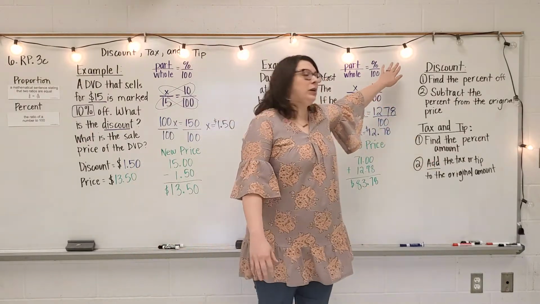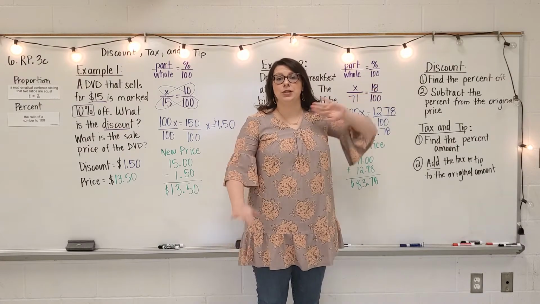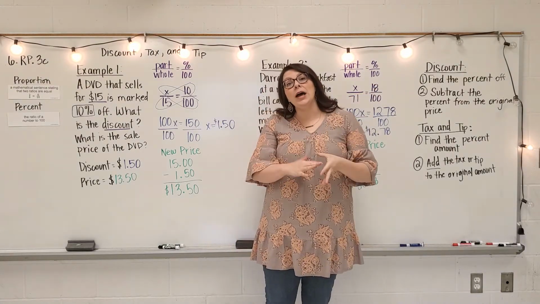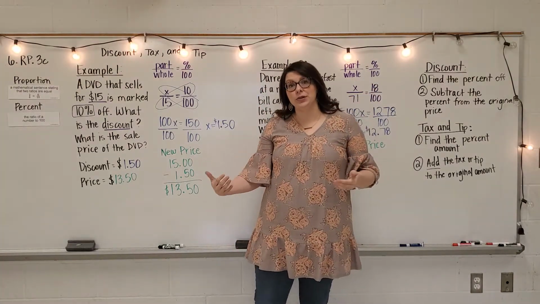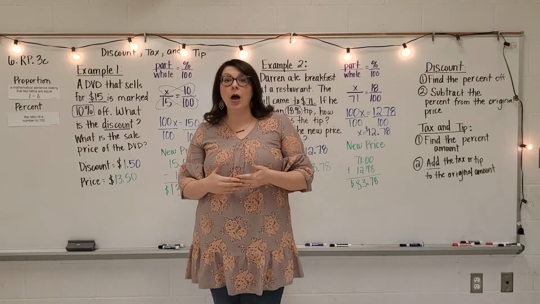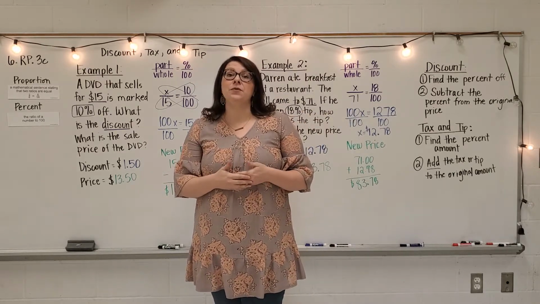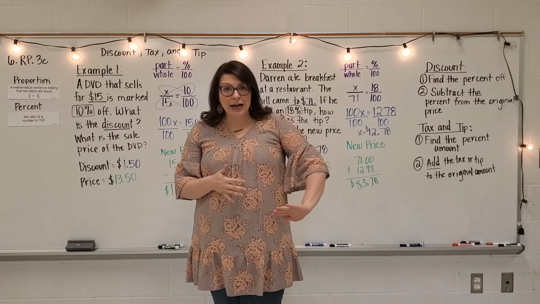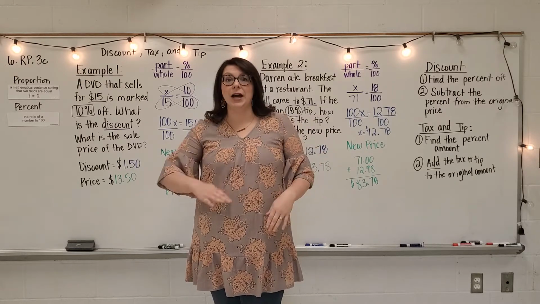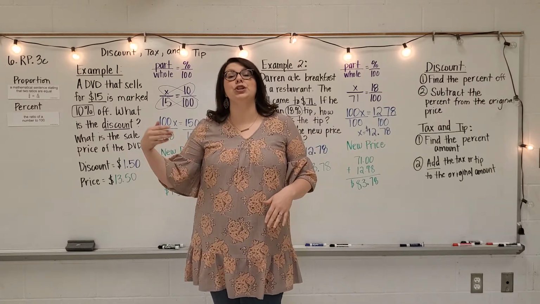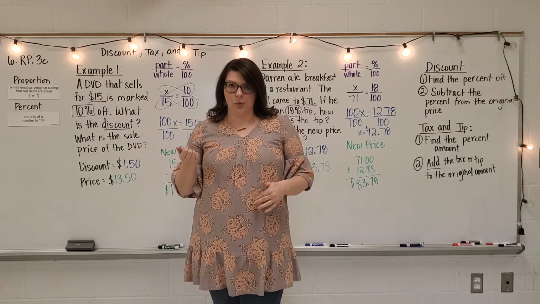So over here you can see our steps. We're going to calculate what the amount would be based on the percent of the original price. And then for discount, we're going to subtract that amount from our original price. And for tax and tip, we're going to add to our original price.